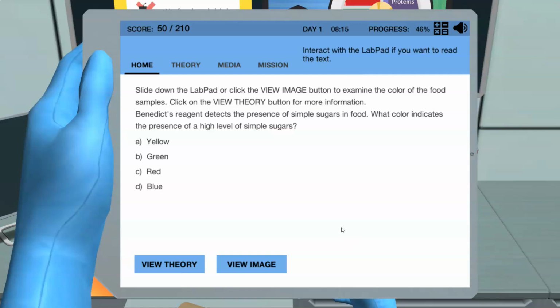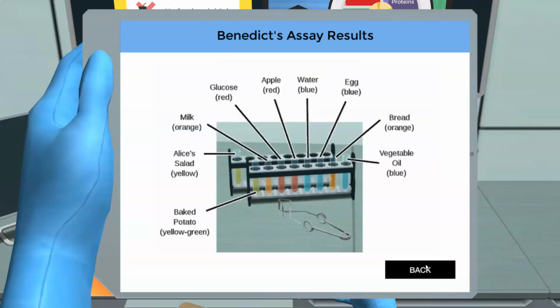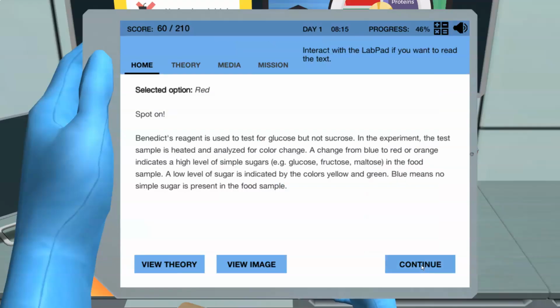What color indicates the presence of a high level of simple sugars? Spot on. Benedict's reagent is used to test for glucose but not sucrose. In the experiment, the test sample is heated and analyzed for color change. A change from blue to red or orange indicates a high level of simple sugars in the food sample. A low level of sugar is indicated by the colors yellow and green. Blue means no simple sugar is present in the food sample.